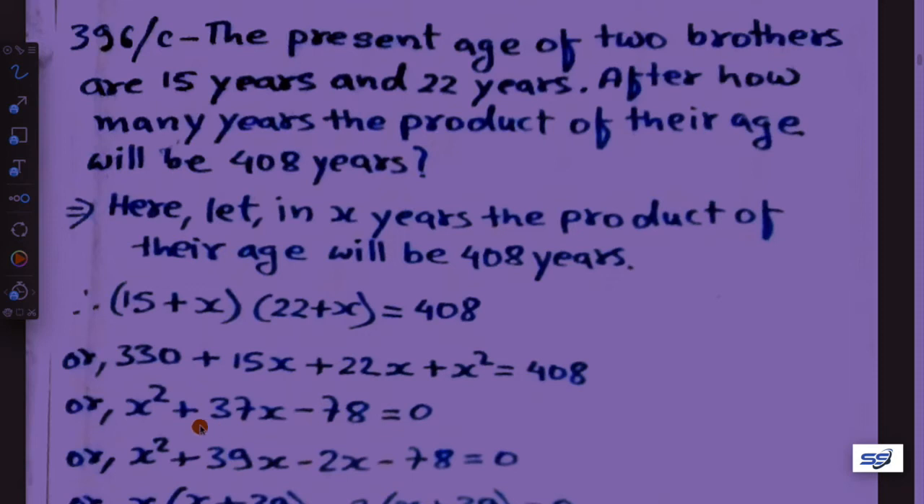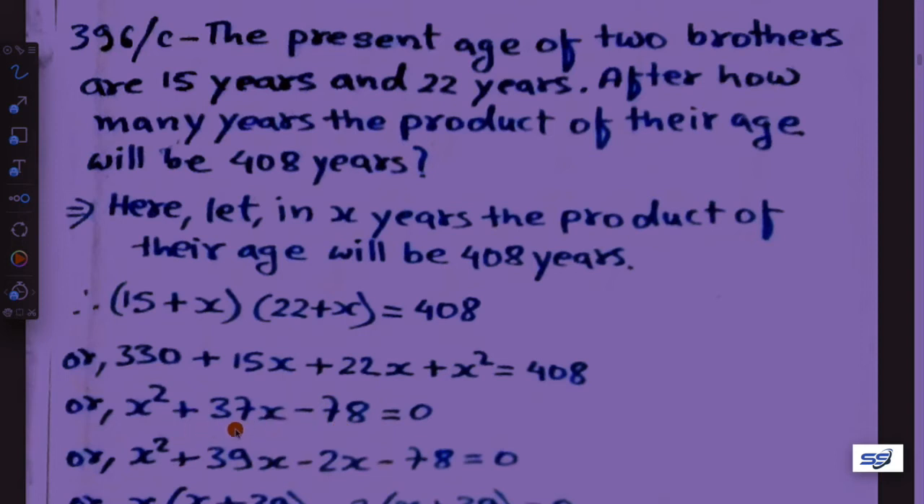Now this comes in the form of our simple expression. Now x squared plus 37x minus 78 equals 0. This shall be now factorized to get the value of x. Here it will be difficult to get the value of x, so to get the value of x, we shall factorize this. Factorization shall be done to get the value of x.